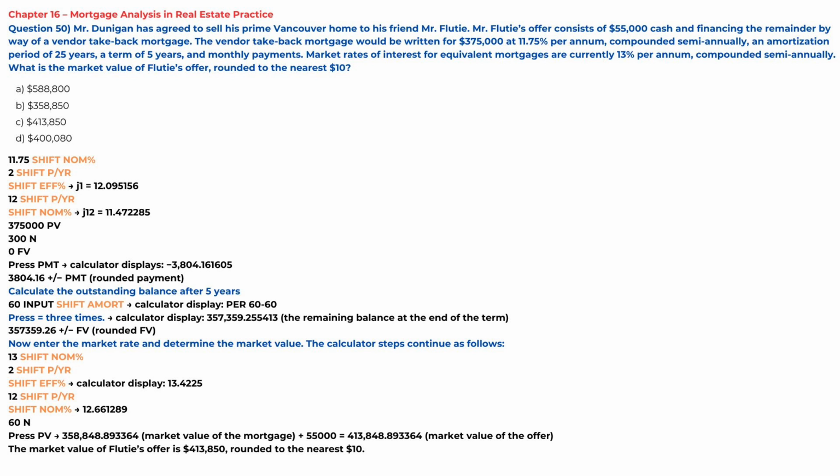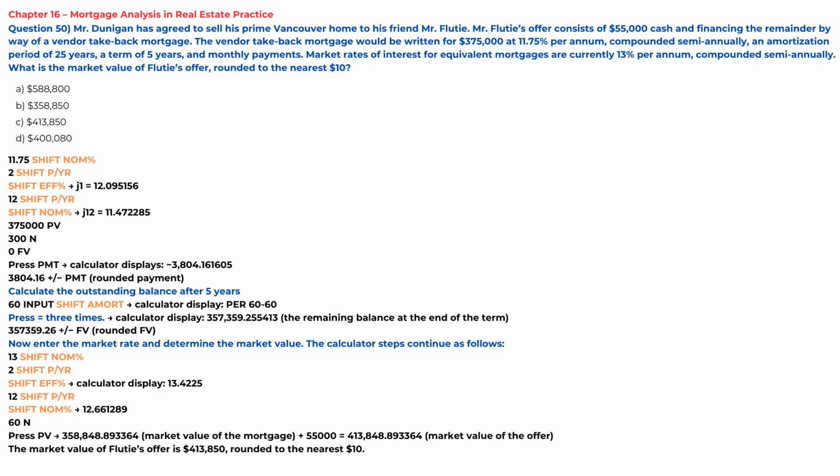Calculate the outstanding balance after 5 years. 60 Input, Shift Amort. Calculator displays Per 60-60. Press the equal sign 3 times. Calculator displays 357,359.25413, the remaining balance at the end of the term. 357,359.25, plus and minus sign, and then press FV, rounded FV.